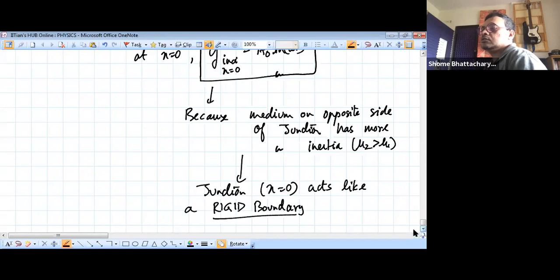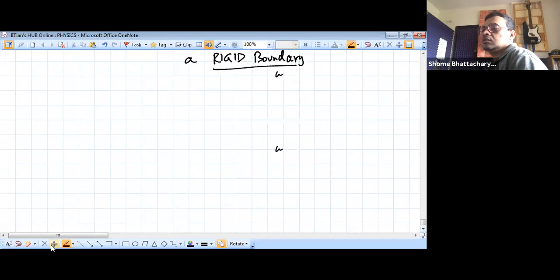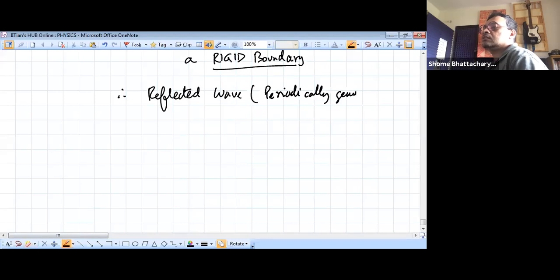Okay. So reflected pulses will have phase inversion. So therefore, a reflected wave or a series of periodic pulses, you can say, so they are like periodically generated pulses, has phase inversion.